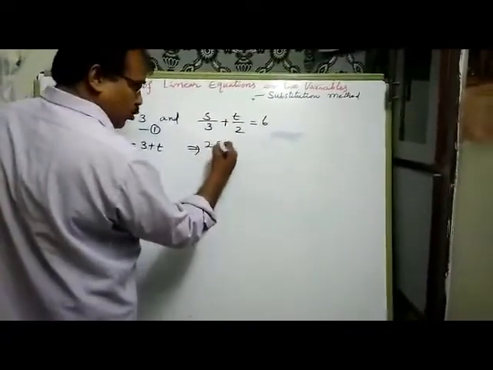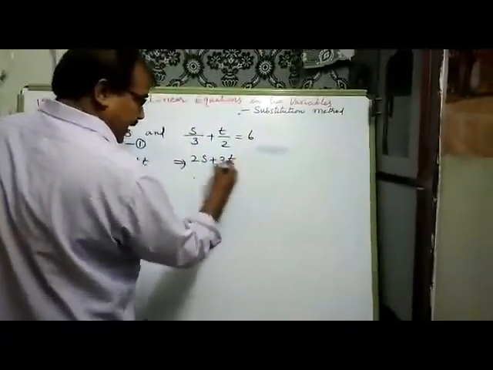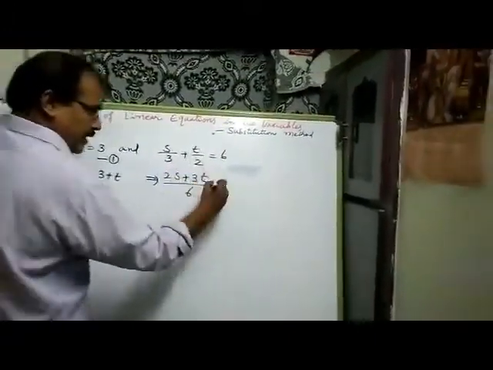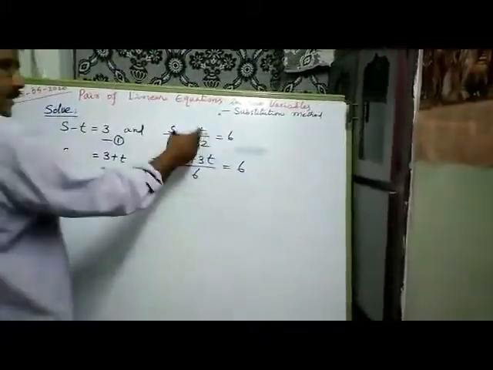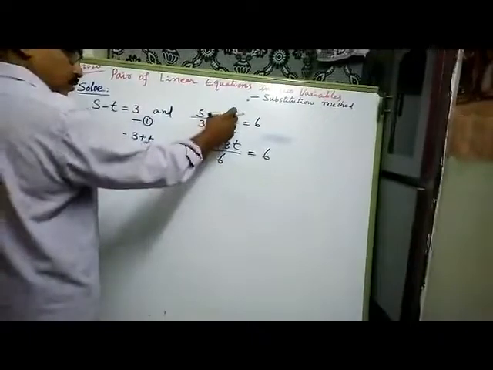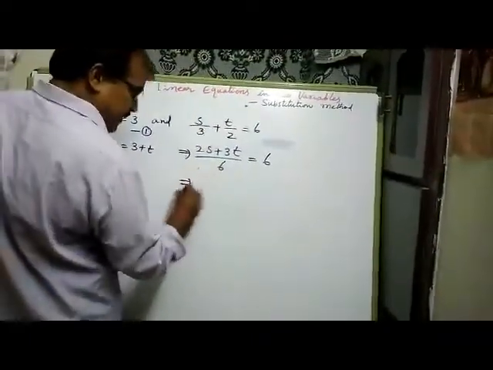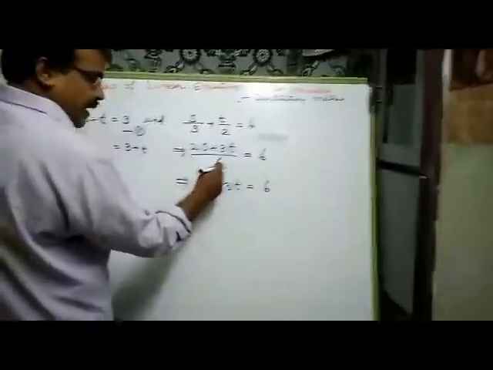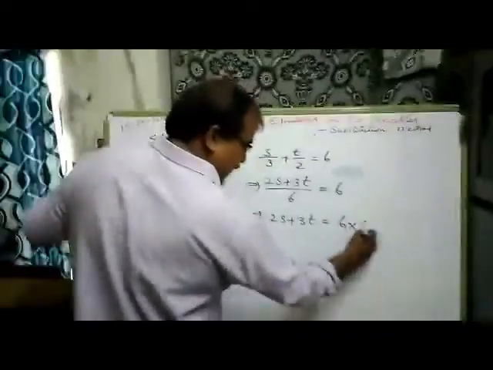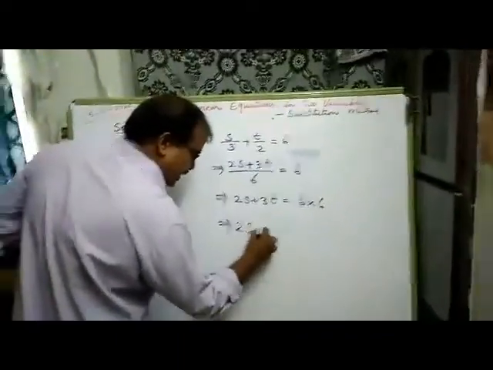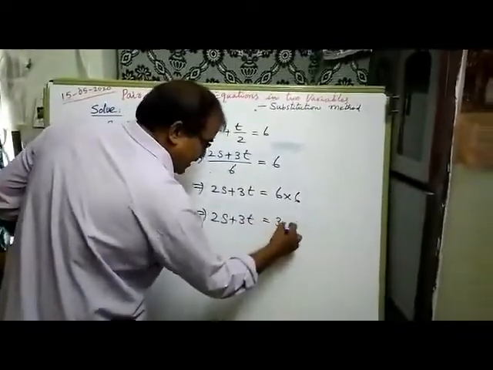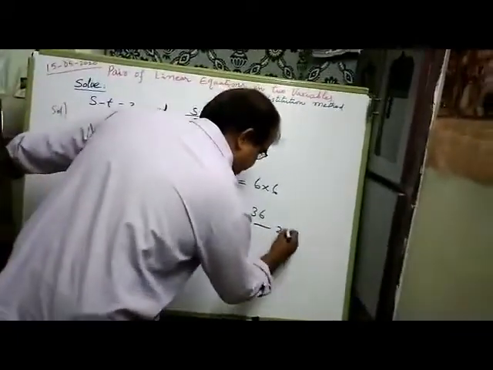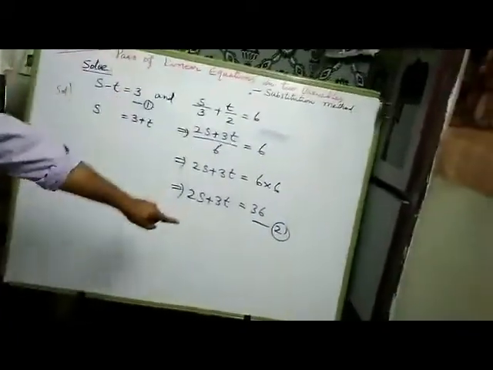2 into s is equal to 2s, 3 into t is equal to 3t, by 3, 2s are 6. That implies 2s plus 3t by 6 is equal to 6. The 6 will be transposed to the other side, that implies 2s plus 3t is equal to 36. Now this is equation 2, and this is equation 1.